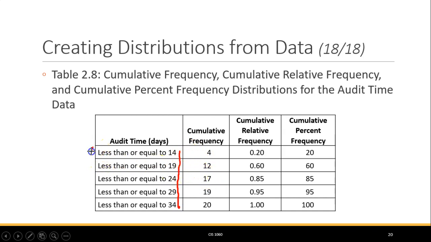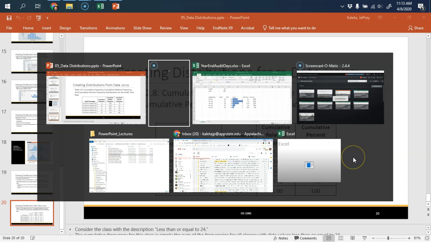So for everything that is less than 14, we have a count. Everything that is less than 19, we have a count. Everything that is less than 24, we have a count. So this is the accumulated sum, or I'd like to call it cumulative frequency of our data, and it's another summary statistic. Then we can also apply the cumulative relative frequency and the cumulative percent frequency. Let me show you an example.